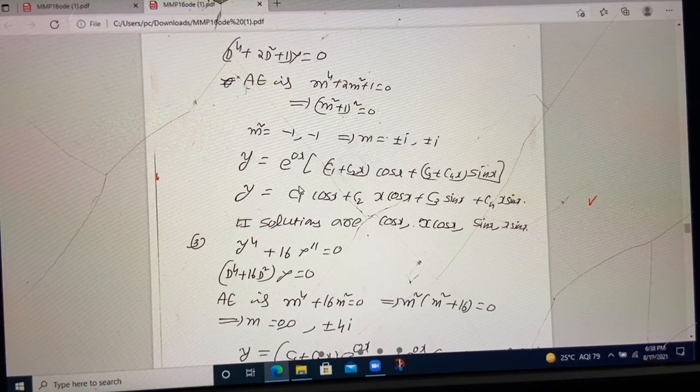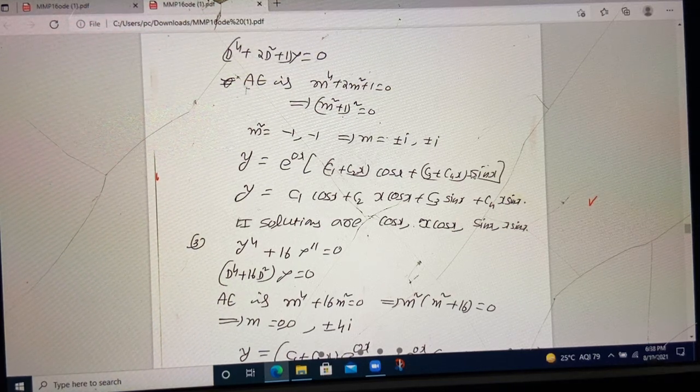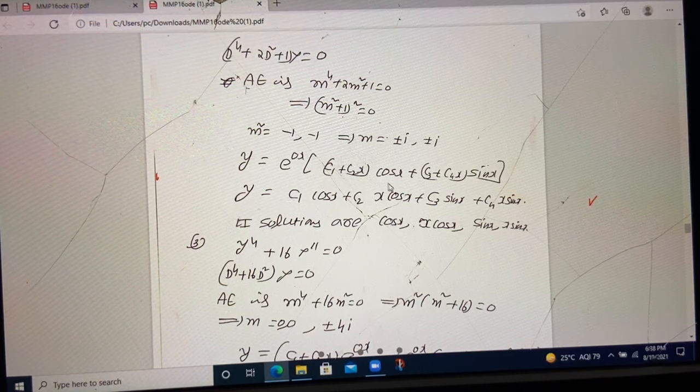That is e power 0 is 1, (c1 plus c2 x) cos x, (c3 plus c4 x) sin x. So what are the 4 linearly independent solutions? cos x, sin x, x cos x, x sin x. These are the 4 linearly independent solutions.